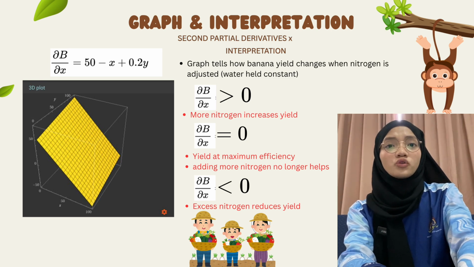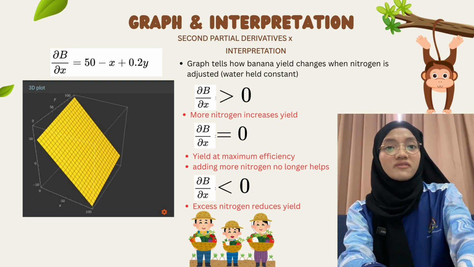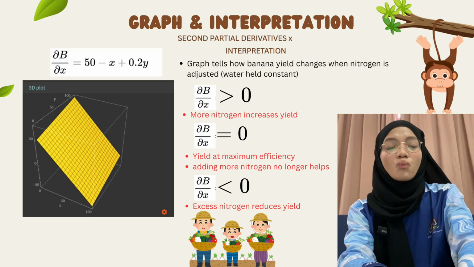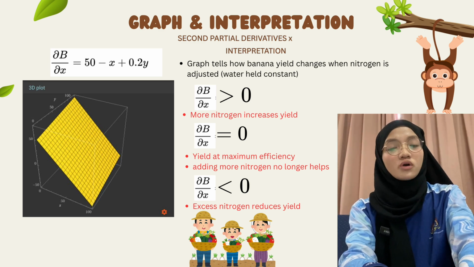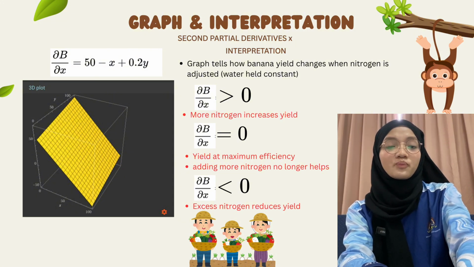The 0.2y term in the equation reveals an important interaction. The optimal nitrogen level increases slightly when more water is available, as water helps plants utilize nitrogen more efficiently. This relationship proves that blindly adding more nitrogen doesn't guarantee better results.